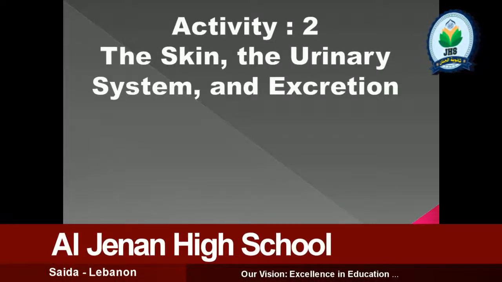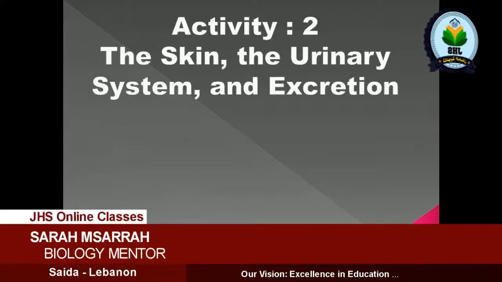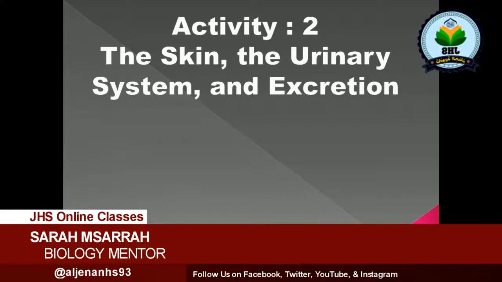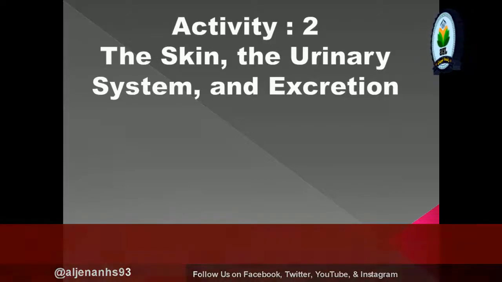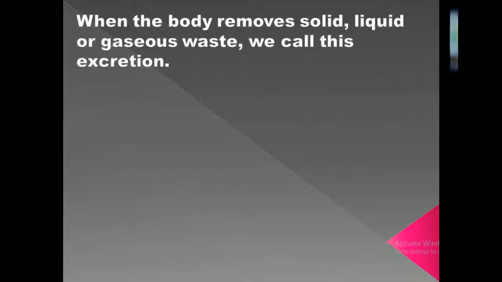Today we will start with a new activity, activity 2: the skin, the urinary system and excretion. I will divide the lesson into two parts. Today I will talk about the skin and excretion, and the next time I will talk about the urinary system and excretion too. Today we will be able to recognize the basic structure of human skin and its main parts, list the basic functions of skin, and explain the importance of each of these functions.